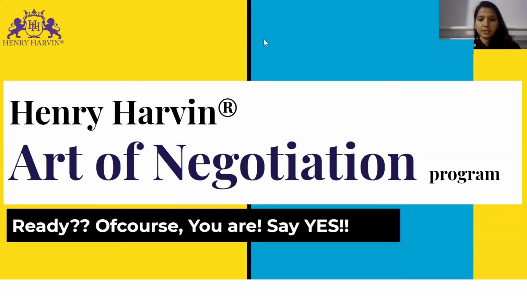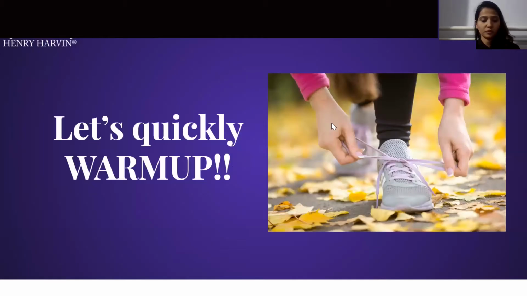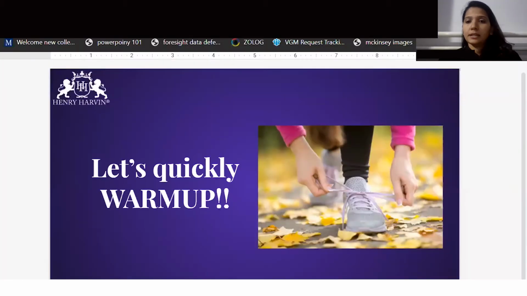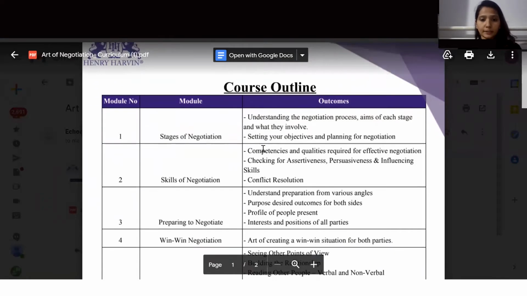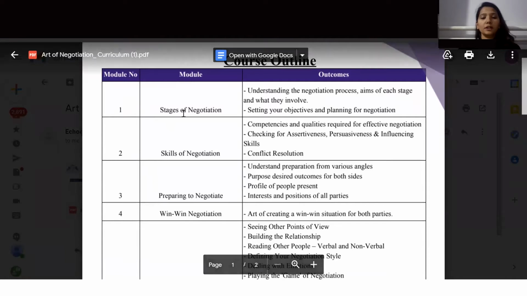So let us just see what we have in store, the overall course and the structure of the course, before we actually head straight in. Let's look into the course outline. So we have stages of negotiation in different modules. That's Module 1, stages of negotiation.